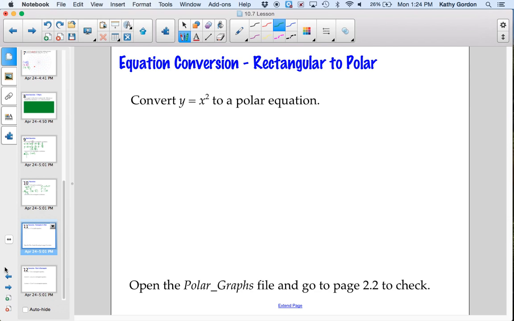Any ideas how? You can substitute x and y for what we talked about before. So what would I substitute y for? R sine theta. And x is r cosine theta, squared. So this is going to become r squared and cosine squared.